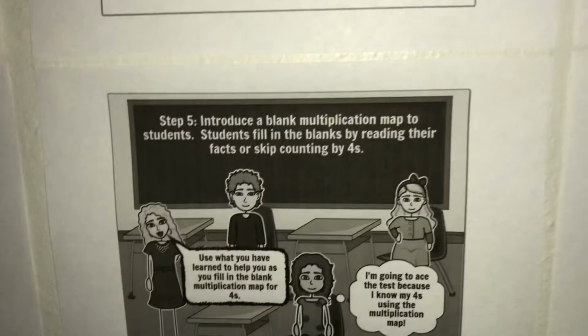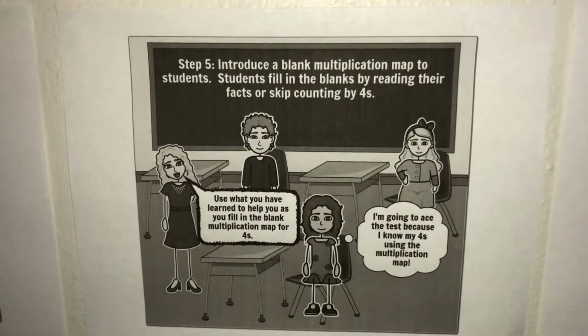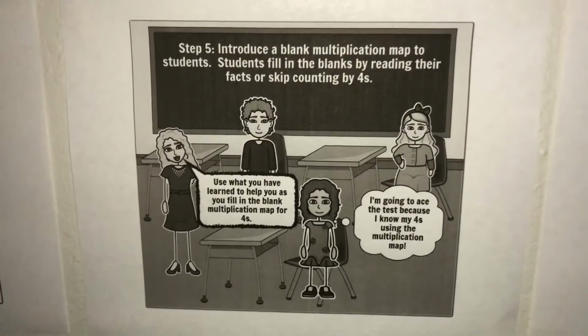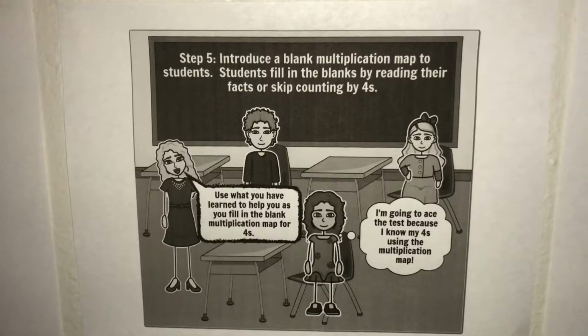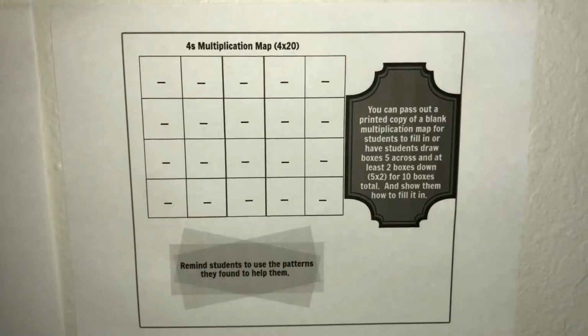When students are ready for a blank map, you're going to introduce it to them. Students fill in the blanks by reading their facts or skip counting by 4s. You're going to remind students to use what they have learned to help them as they fill in the blank multiplication map for their 4s. The blank multiplication map will look something like this.